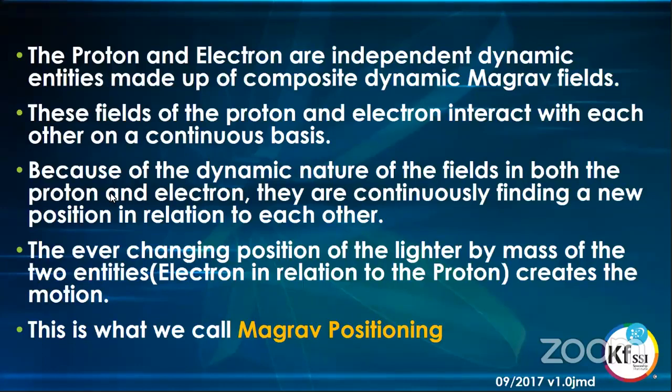And because of the dynamic nature of the fields in both the proton and electron, they're always wanting to find that position. As something changes in the proton, the electron will have to adjust and move, and vice versa. Same as the electron will adjust, the proton adjusts. So the two are always interacting with each other. And the ever-changing position of the lighter by mass of the two entities, in this case the electron in relation to the proton, gives us that motion. And so this is essentially what we would call mag-grav positioning within a single atom that has a proton and an electron.